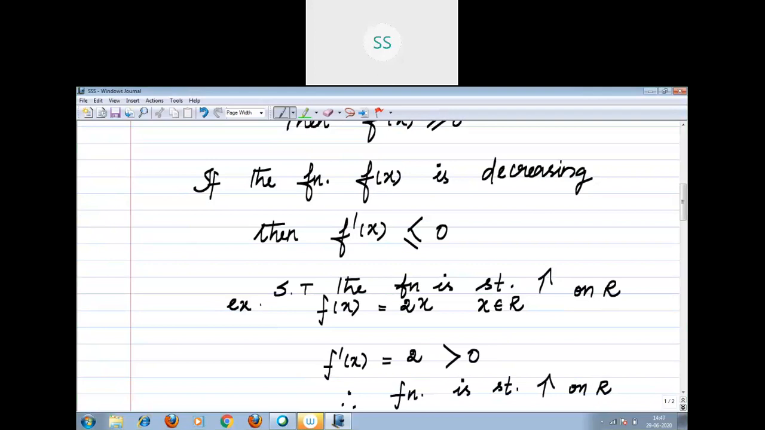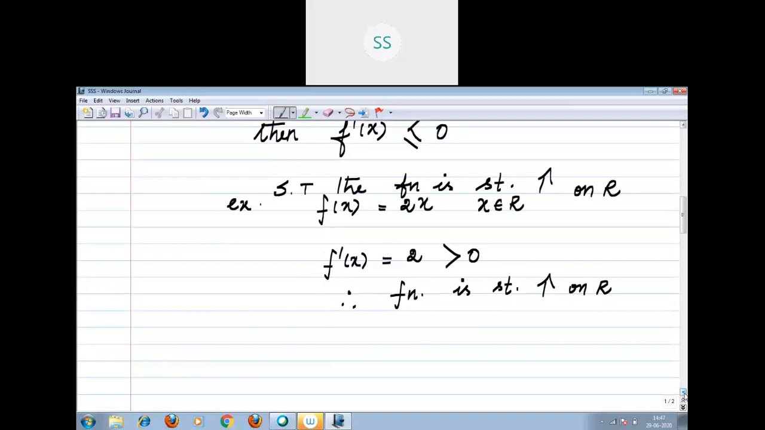One more example, example number 2. The same heading: check whether the function is increasing or decreasing. f of x equal to x square. The next step: f dash of x equal to 2x.